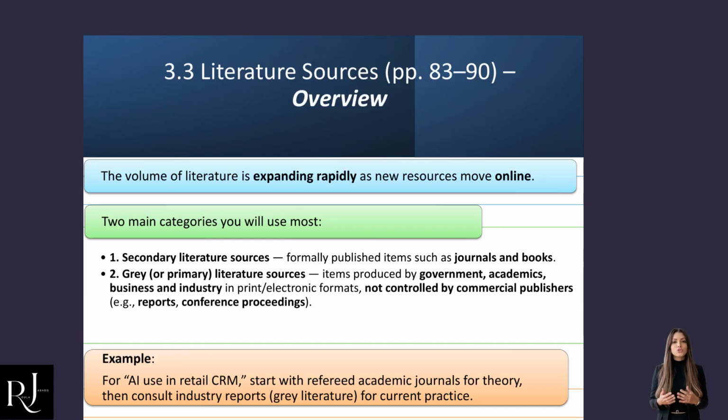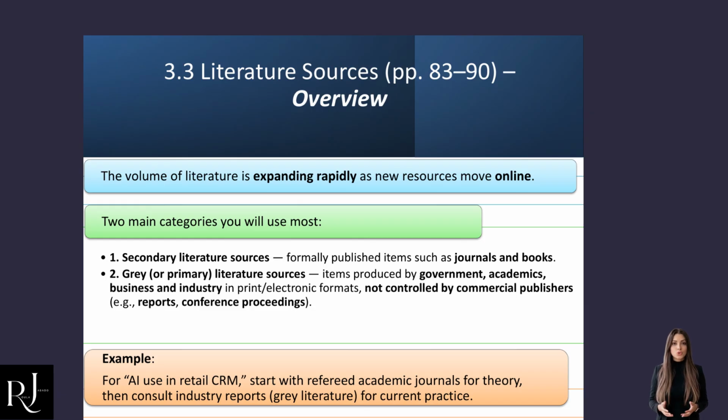Now, let's look at literature sources. The volume of information is expanding rapidly online. You will primarily use two categories. Secondary sources are formally published items like academic journals and books.